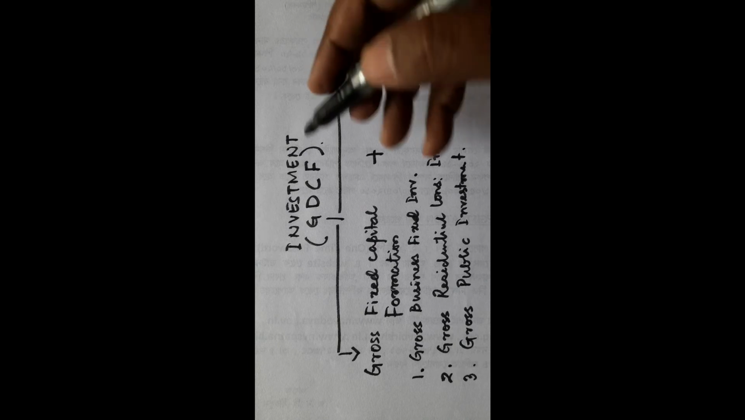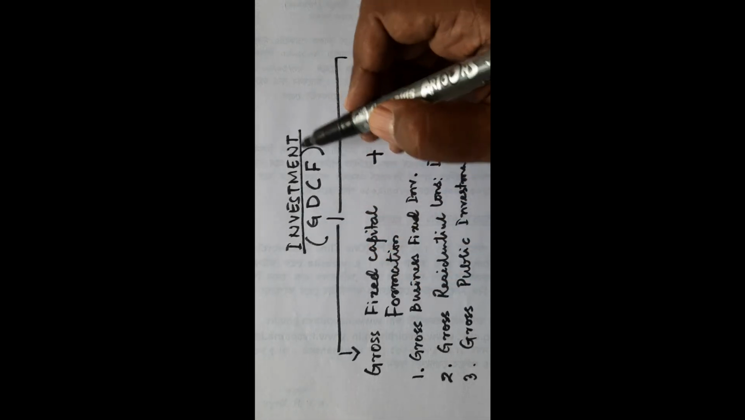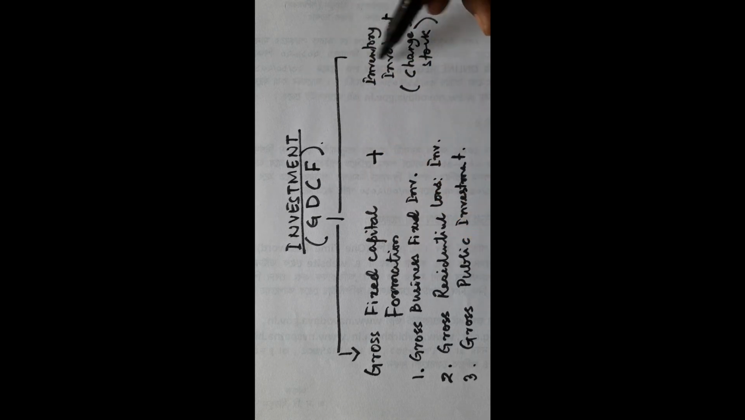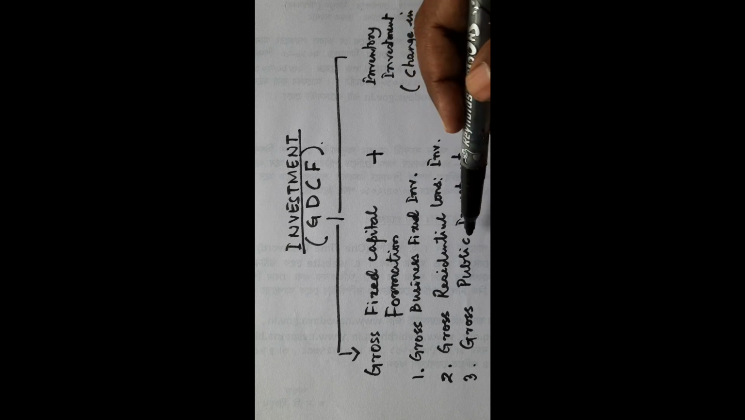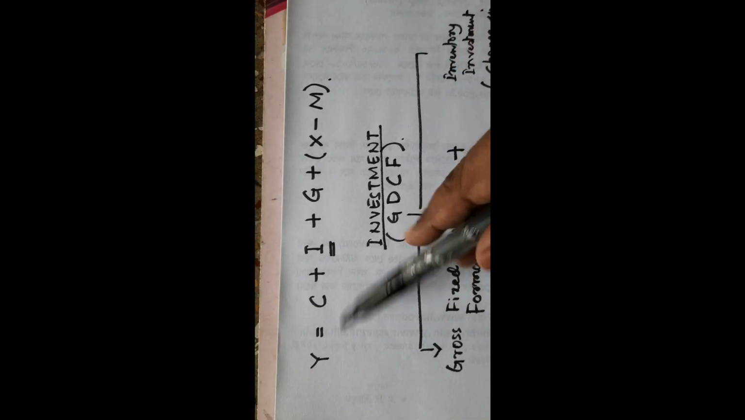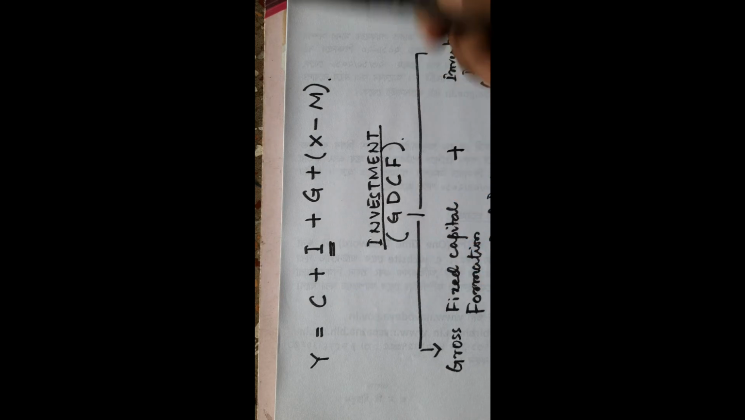So instead of I, that is investment or gross domestic capital formation in the equation, these are the various pieces of information that might be given to us in the numerical in the exam. So you have to be very careful regarding the values that you take into consideration while calculating the national income by the expenditure method. So what do we get here? The components of I are these, and the equation that we have is Y is equal to C plus I plus G plus X minus M.